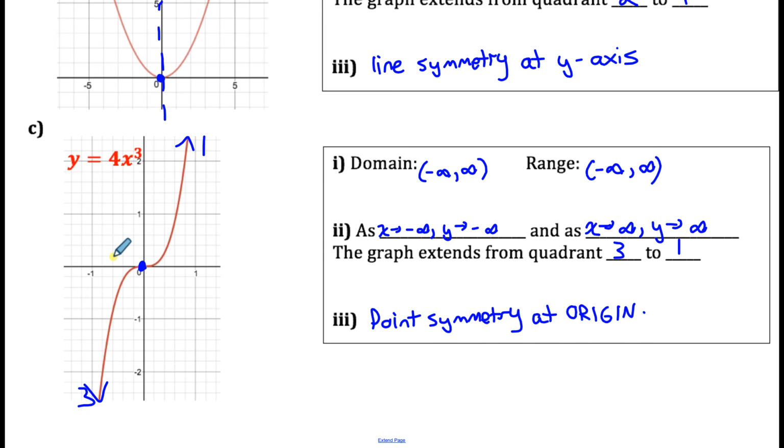Okay, that's it for the properties of power functions. We're going to apply all of this knowledge to more complex polynomial functions in the next lesson, where we start adding terms to these types of functions.